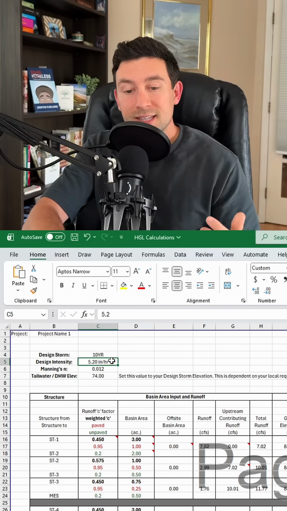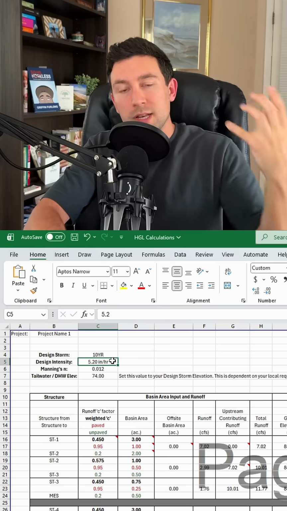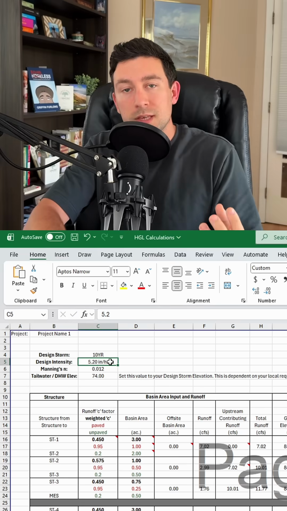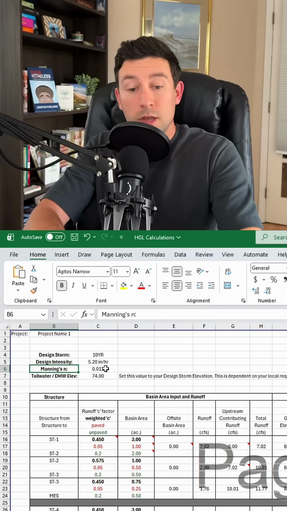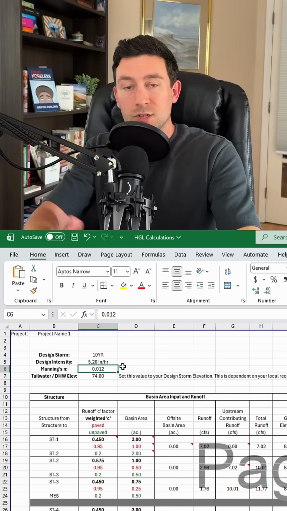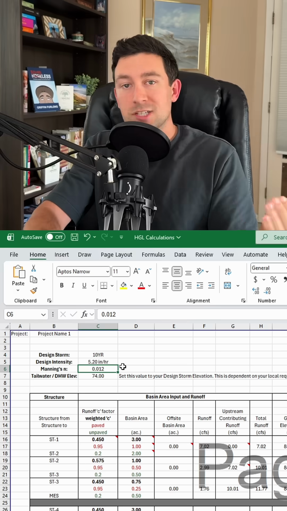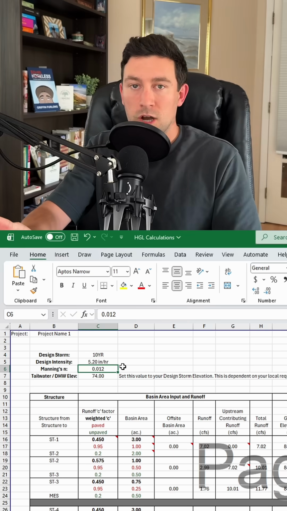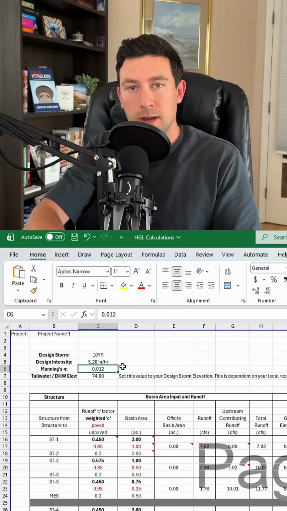Now, design intensity is the amount of rainfall. We need an inch per hour. You can typically get this from the NOAA rainfall map. Another input that you need is Manning's N. Manning's N ranges between 0.01 to 0.013, depending on if you're using HDPE pipe or reinforced concrete pipe. You need to understand what type of pipe you're proposing.